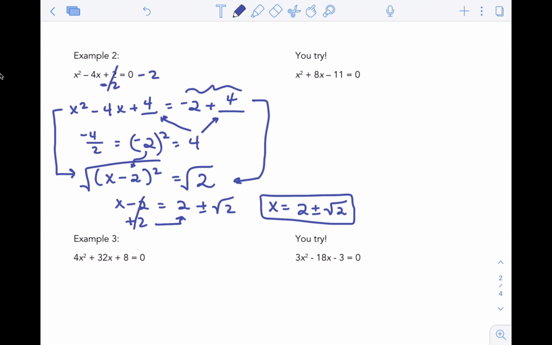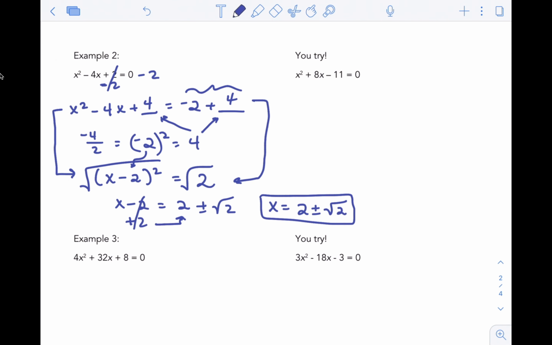If you want to pause the video, go for it. If you want to just keep watching, that's fine. If you want to speed through, it's up to you. And then in a minute, we'll do the last examples of what do you do whenever a is not equal to 1. So, quick version. Here we go. You try.